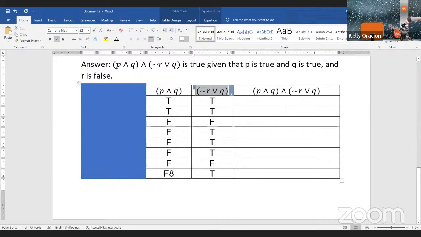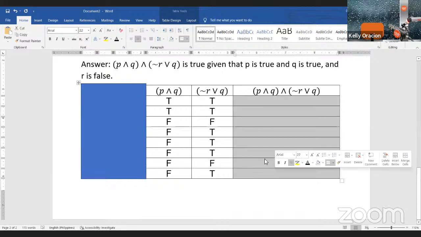And the connective being used is the inverted V. It's and. I do hope you can still recall the truth table of a conjunction. So this one, I want you to complete this table. Again, complete this table and kindly chat your answer.